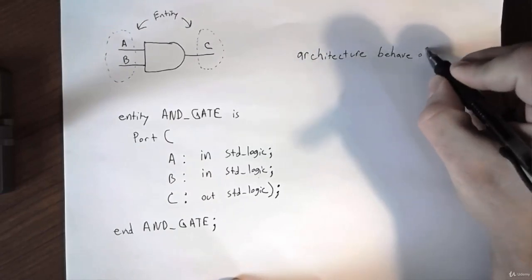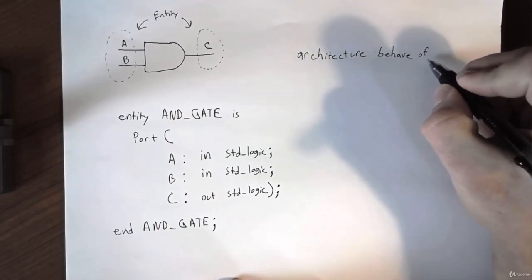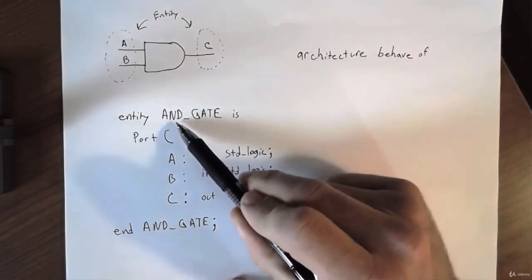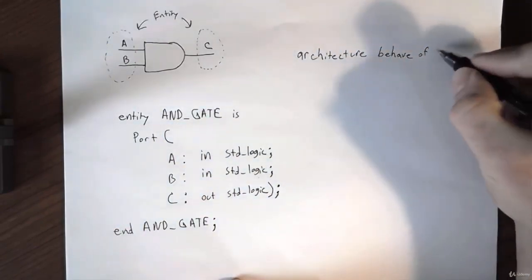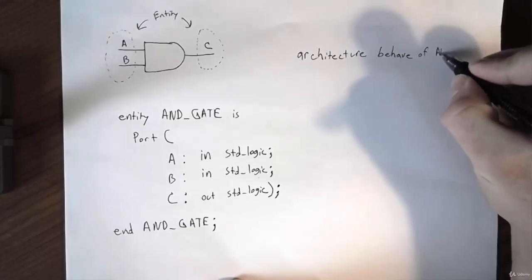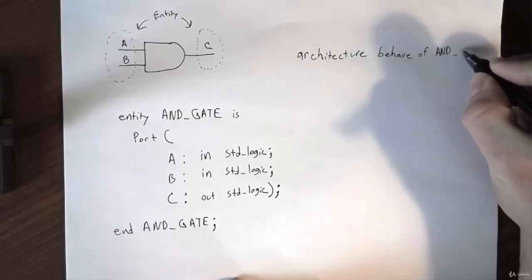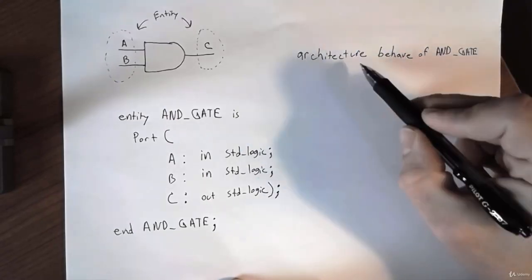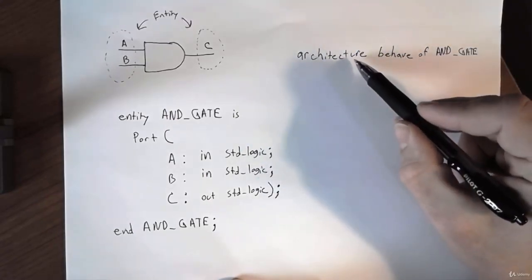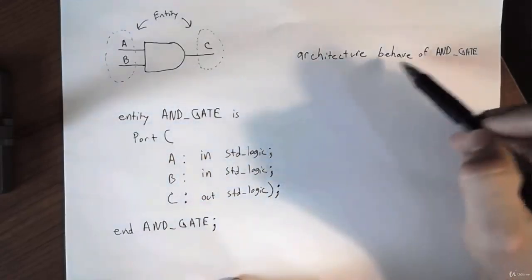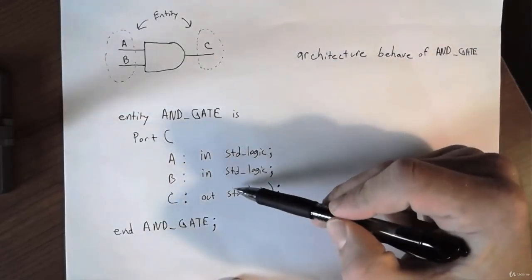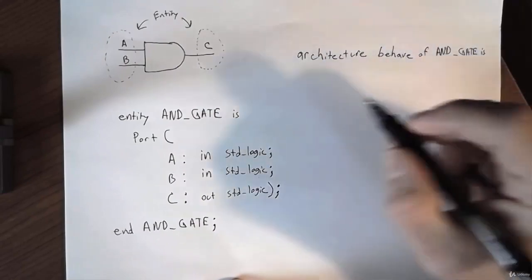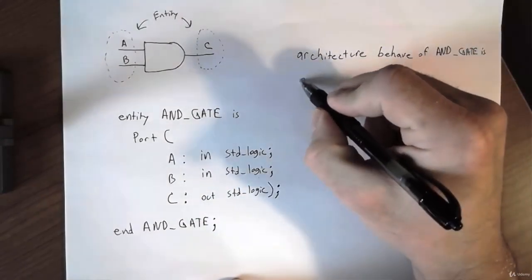And then the keyword of. And now we need to define the entity we're describing. So this is where the keyword where we named our entity AND gate comes into play. So architecture behave of AND gate is going to tell us that what we describe inside this architecture is all of our inputs come from the entity, and what we put as an output is also defined in the entity.